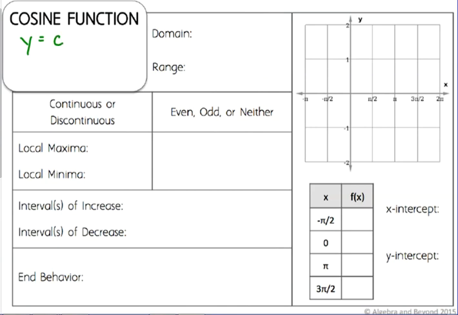I haven't written it down, but obviously y equals cosine theta is our cosine function. Okay, domain and range. Any differences from sine for domain and range? No. Okay, still all real numbers. Still between -1 and +1 for the range.